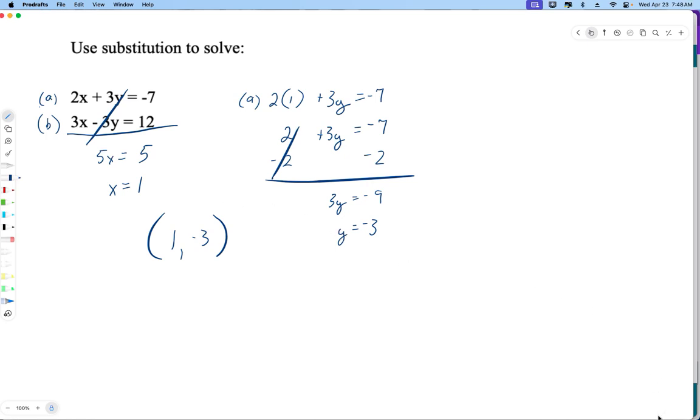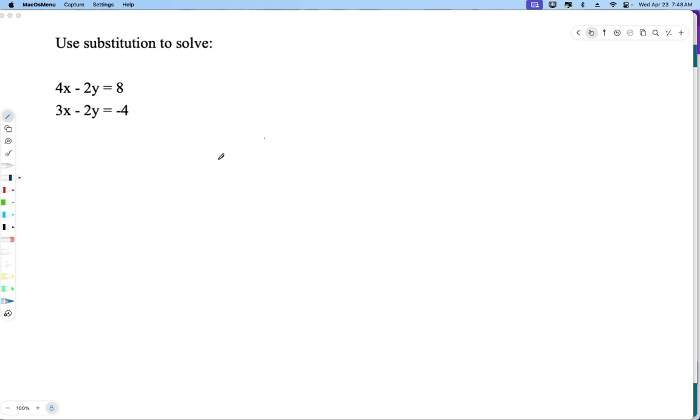Next question. All right, this one says use substitution to solve. So we've got A and we've got B. And right away, I'm going to change A. I'm going to reduce it by 2. So 4 divided by 2 is 2. 2 divided by 2 is 1. And 8 divided by 2 is 4. This is my new A.